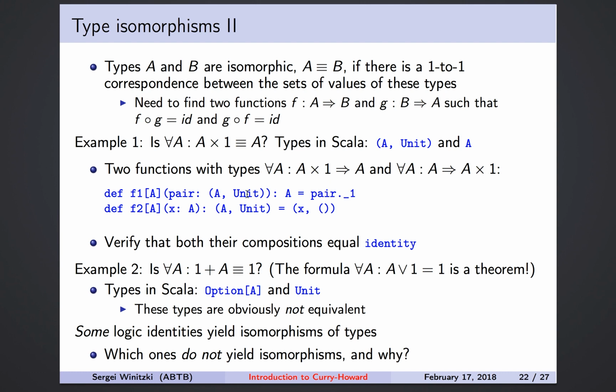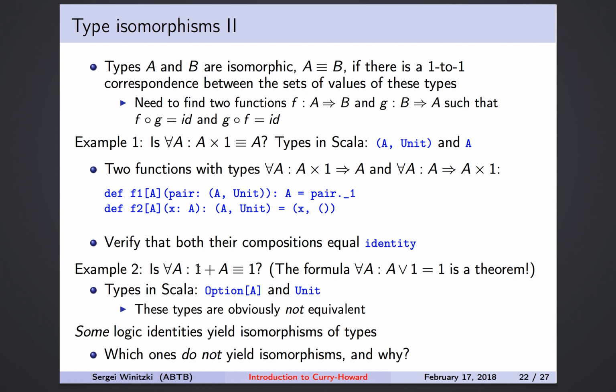A pair of A and unit, we need to produce an A out of that. Well, just take the first element of the pair, you're done. Take an x of type A, we produce a tuple of A and unit. Very easy, just put a unit value in the tuple and you're done. And it's easy to verify that composition of these functions will not change any values. So it will be identity in both directions.